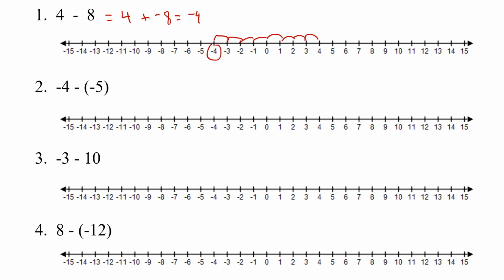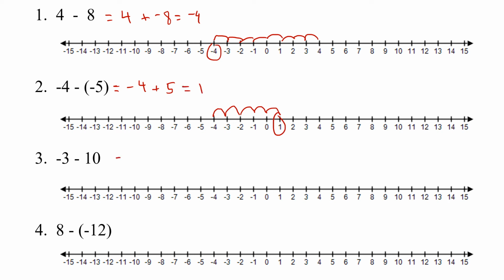Now this one's a little trickier, but it's still going to follow our keep, change, opposite. I'm going to keep the -4, change the minus sign to an addition sign, and the opposite of -5 is +5. So that's really -4 plus 5. I'm starting on -4, and then I'm going 5 to the right, towards the positive. 1, 2, 3, 4, 5. Okay, that gets us to 1.